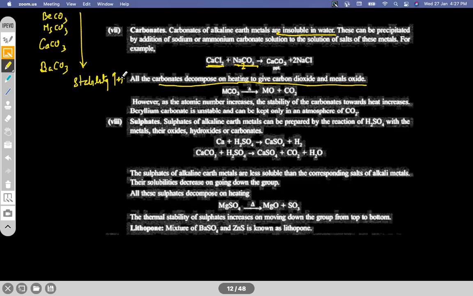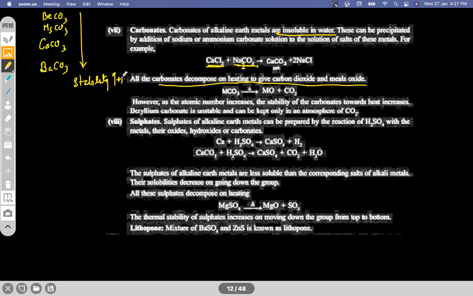So it's that rule, right? If you have to look at polarizing power. Stability down the group increases. What is your high polarizing power? No, sir. Like there's a rule, right, for polyatomic and monoatomic. One of them favors polarizing power, other one, no. Yeah, you can say like that also.